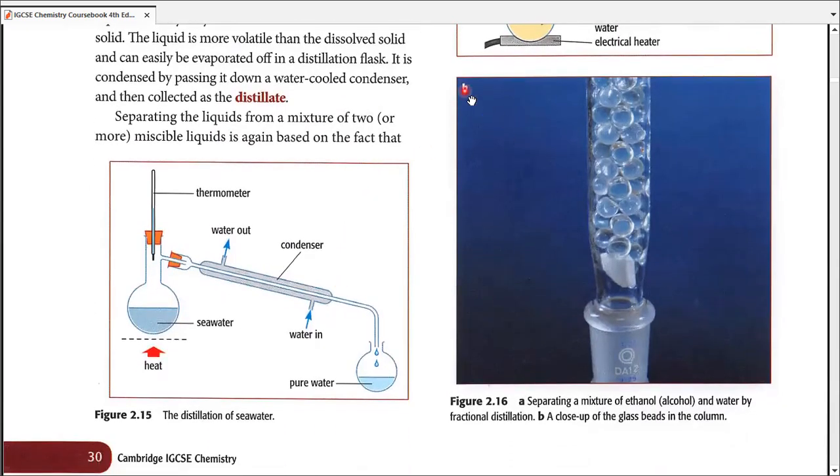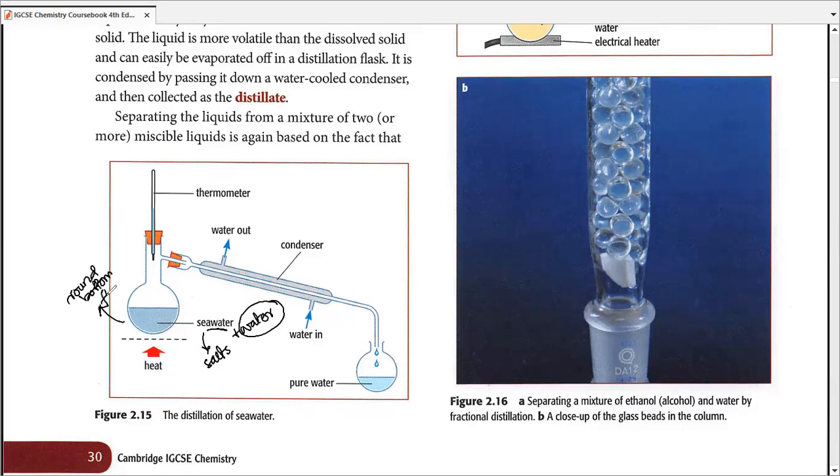All right. So what do we do? Let's understand it from the diagram. It's pretty easy. Take seawater as an example. Now, seawater consists of a lot of salts, plus it consists of water. Now, what are we interested in? We are interested in water. What do we do? We take an amount of it in a distillation flask. This is also known as a round bottom flask, as the name suggests, right?